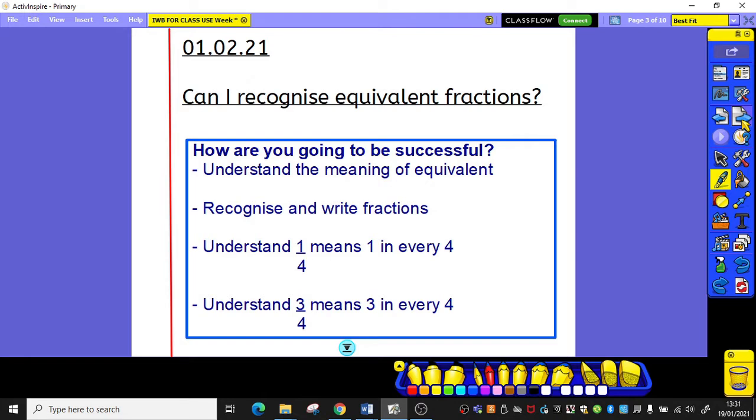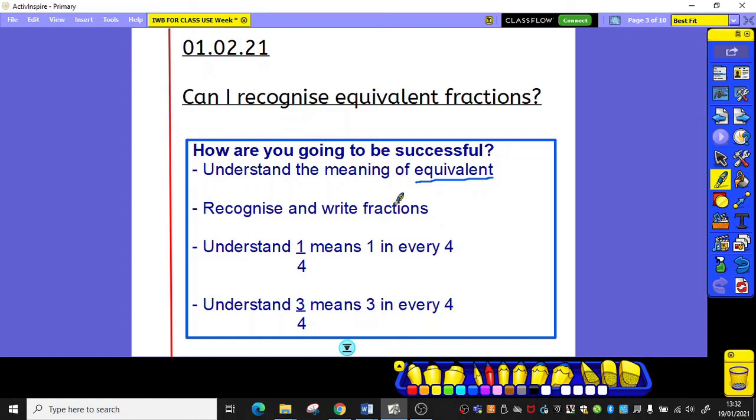So, on to today's lesson. We're going to be looking at trying to recognise equivalent fractions. Now, we've had at least a couple of weeks on fractions in the autumn term. You've done a lot of work on fractions in Year 3 and Year 2 and Year 1. So we are familiar with what fractions mean. However, it's this understanding of the word equivalent, which effectively means the same. So we're going to be looking at fractions that are the same amount, the equivalent amount.